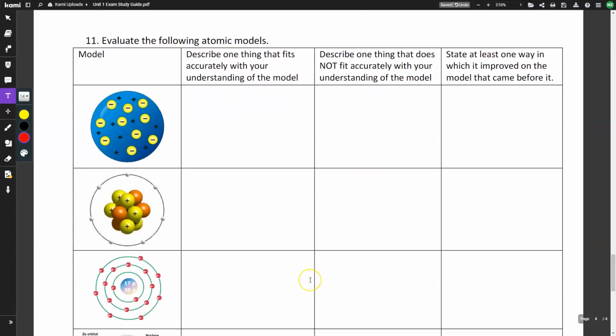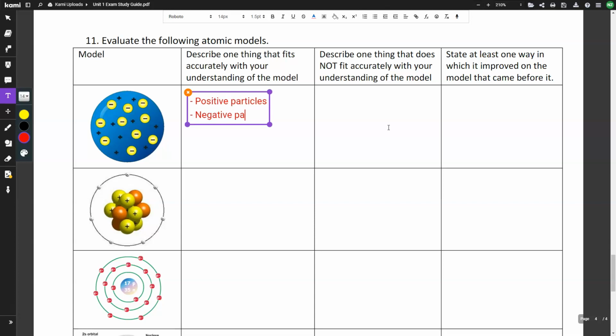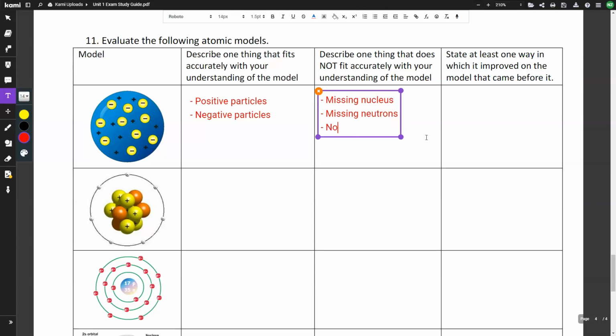All right, let's move down to models of the atom. Oh boy, we have a lot going on here. For the first model, describe one thing that fits accurately with your understanding of the model. Well, let's see. It has positive and negative particles. What doesn't fit accurately with your understanding of the model? Well, I don't see a nucleus. Say missing nucleus. Missing neutrons. No orbitals for electrons.